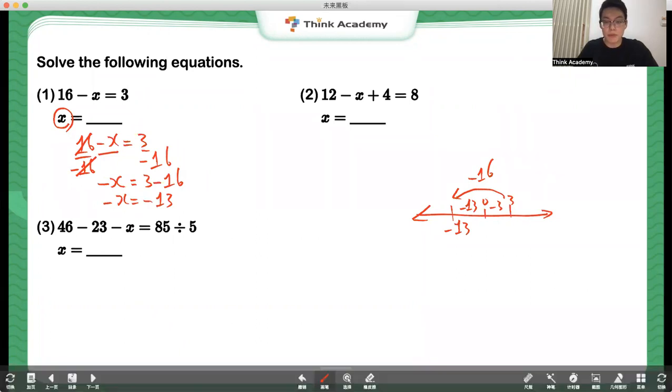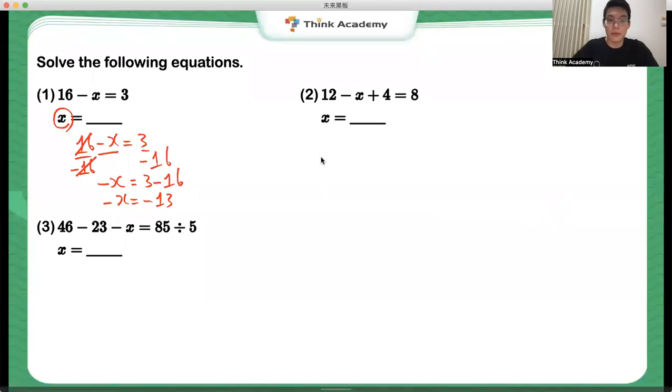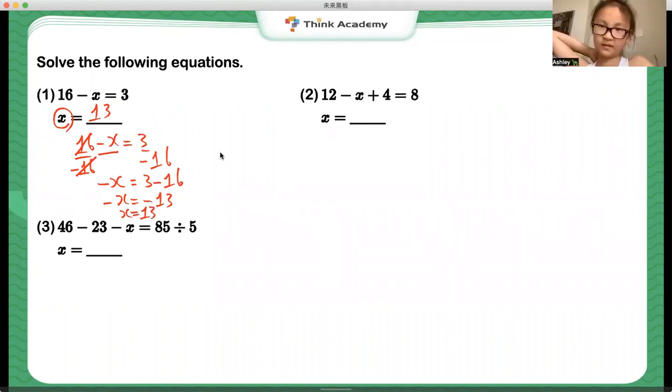So what should X be in this case? You can just type your answer in the chat box to let me know. If minus X is minus 13, then what is X? Yes, that's right. Remember, we can do the same thing on both sides. So if minus X is minus 13, it means that X is just 13, because I can cancel out the negative sign on both sides. So that's the answer.